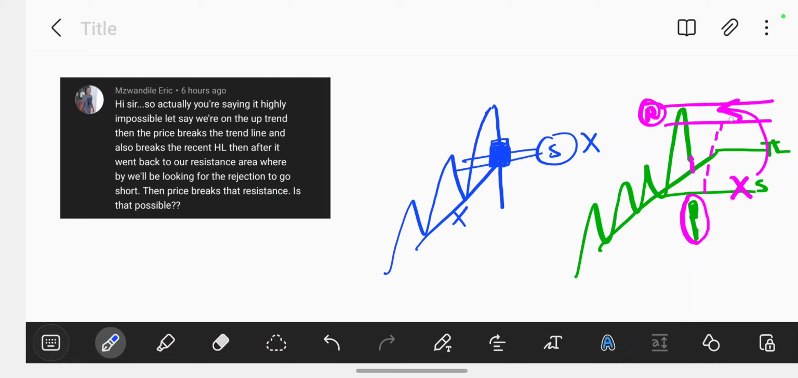Then the price doesn't give us that, but rather it moves above this one. And you're asking me if that's possible. Yes, this is possible. That's what I'm saying. The question you're asking me was not the same as the question that the guy was saying. Or when I said impossible, I was not referring to something like this.